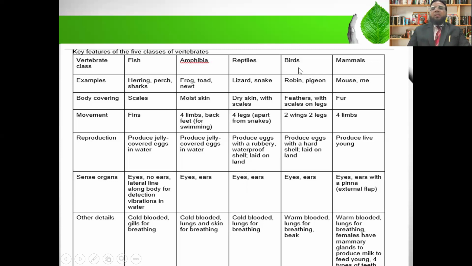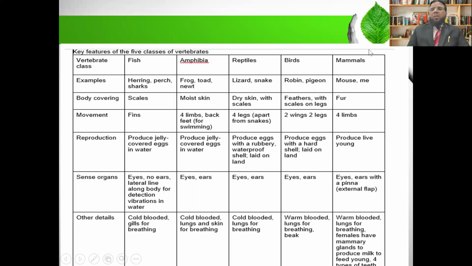Now birds. Examples of birds are robin and pigeons. You can also write down some other examples of birds. And what are the peculiar characteristics? They have feathers with scales on their body, and they have two wings and two legs. They produce eggs with hard shells laid on land. They also have eyes and ears, and they are warm-blooded. Warm-blooded means their body temperature is maintained; their body temperature is different from the environment temperature. And they have lungs for breathing.